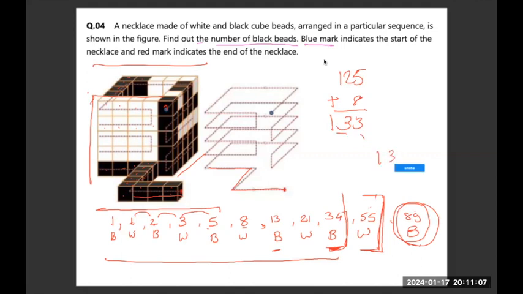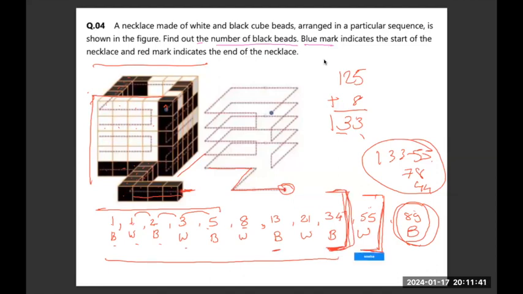And 133, if you do it minus 55, it will come to about 78. That 78 minus 34, which comes to about 44. So, just by logical sequence, and also by following this sequence of black, white, I can say that since the last part which ends here is a black number, this is the Fibonacci series where it ends in the cube.